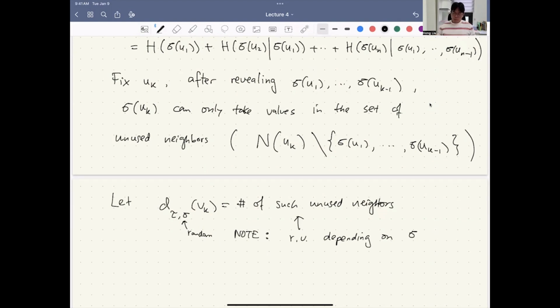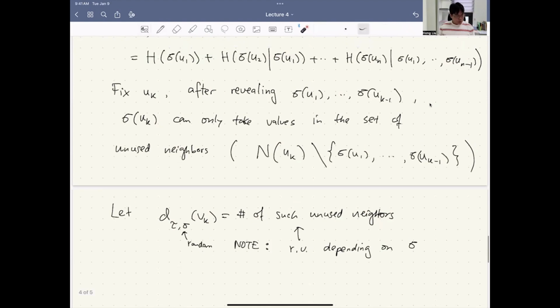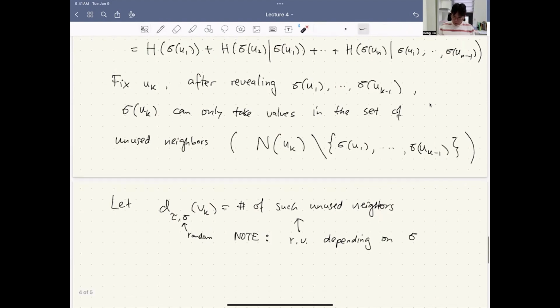But what do we know? We know this graph, we know the degree of UK. We know the degree sequence of the vertices in U. So we know the total number of neighbors of UK. If we reveal what the earlier vertices are mapped to, we also know this number, and it becomes a constant. If you fix this value, this random variable becomes a constant.